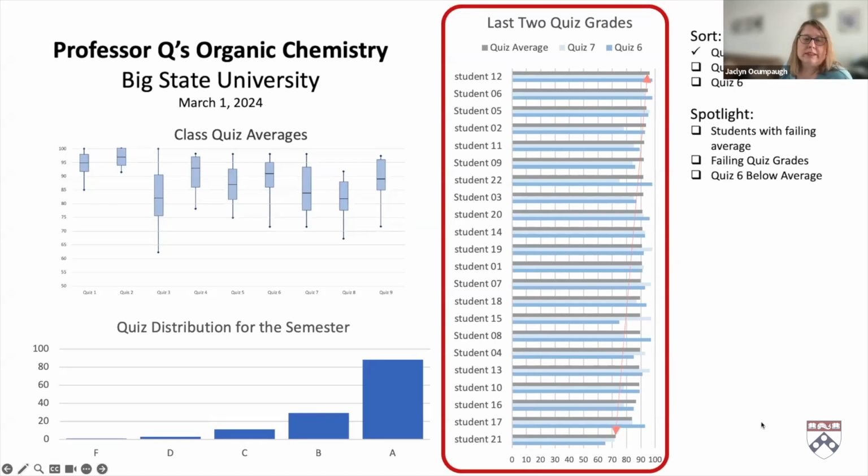We might also want to add ways to spotlight specific students, right? So we might want to spotlight a student with a failing average. This might be difficult to see here, but it is highlighted with just a line. We might think about ways that we could make this less hidden, right? But it is at least a noticeable difference.